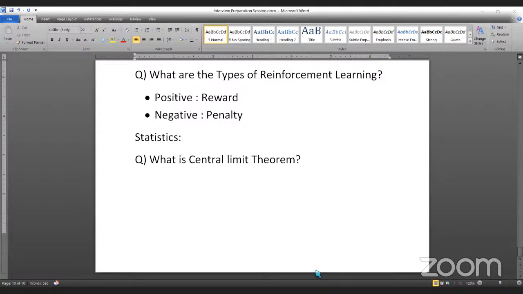Here we can use the central limit theorem to do many calculations and also do hypothesis testing. We can calculate the confidence intervals. We can calculate the z statistics using this. So next question.